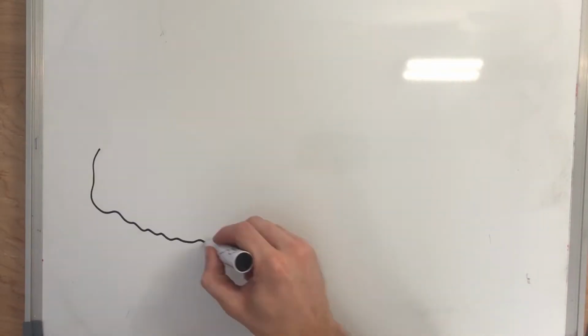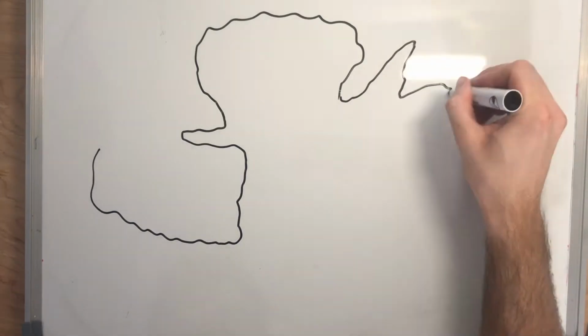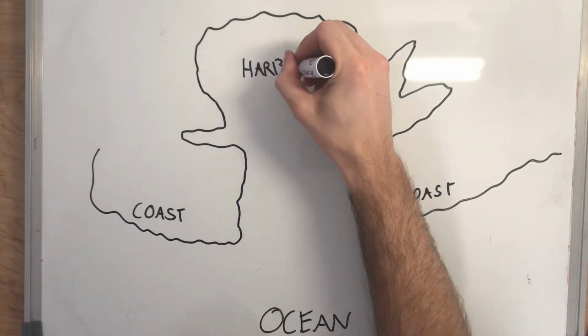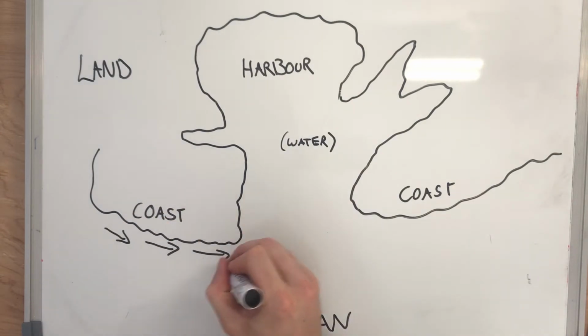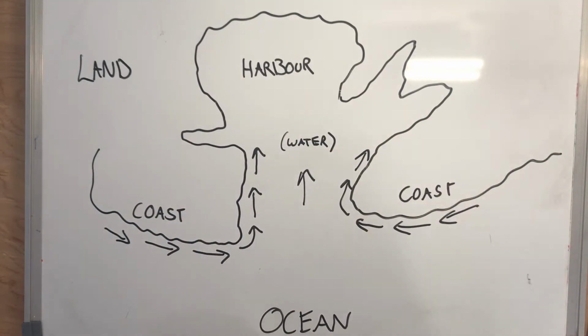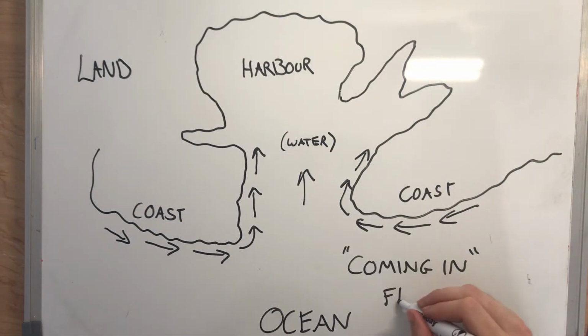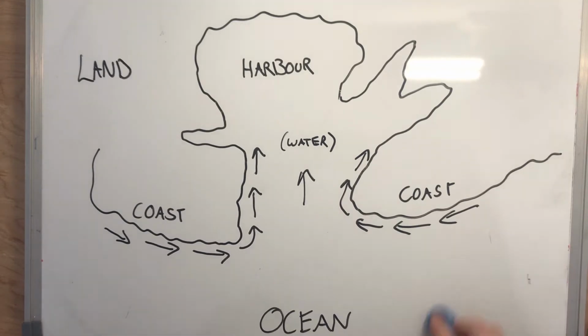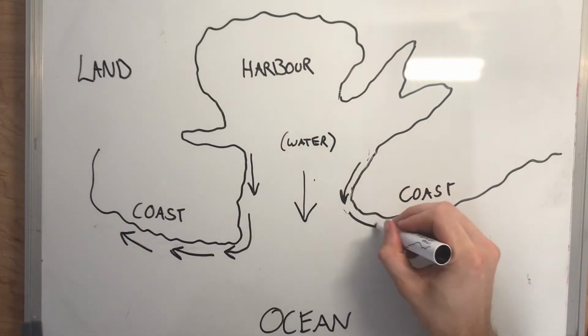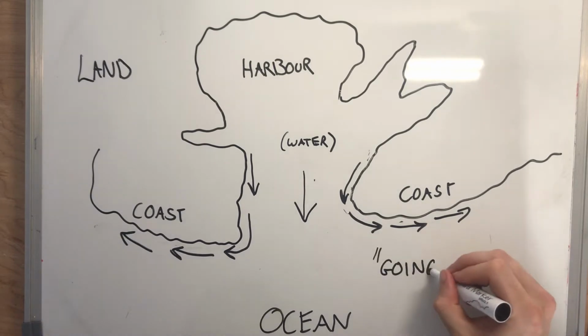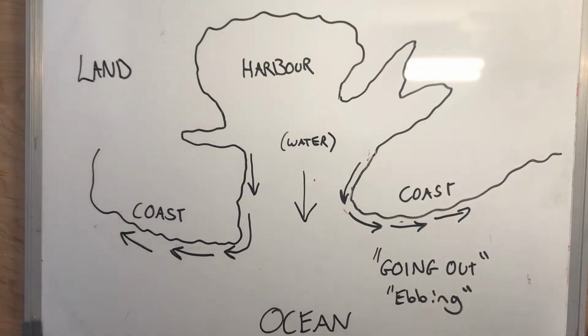When we talk about the in and out, we're talking about the horizontal movement of the water flowing parallel to the coastline. Generally speaking, if the water is flowing from the larger area of water to the smaller, the tide is coming in or flooding. If the water is flowing from the smaller area to the larger area, the tide is going out or ebbing.